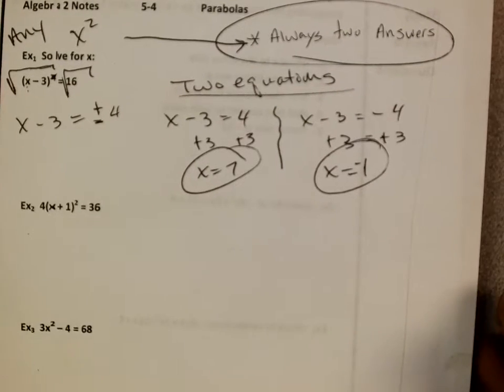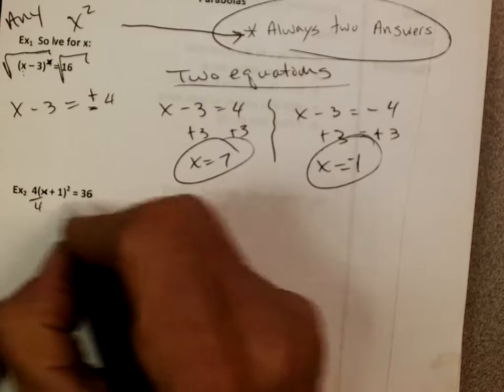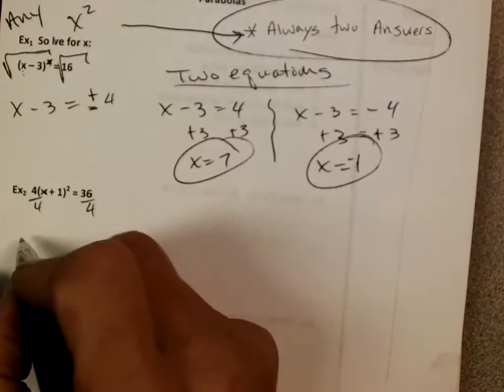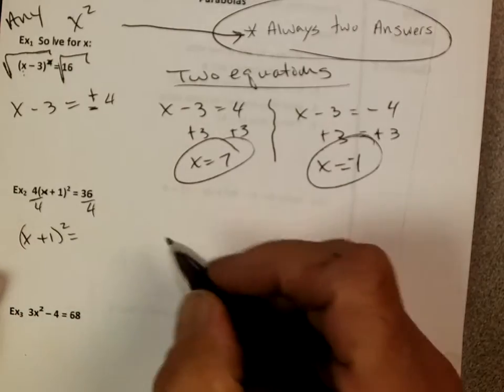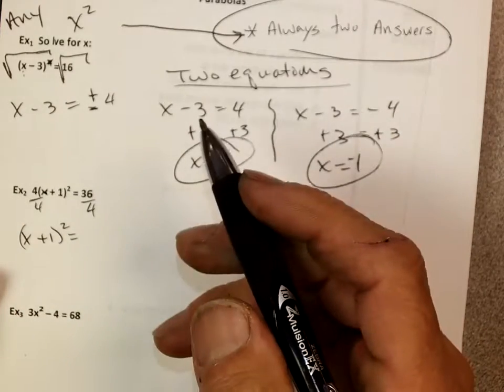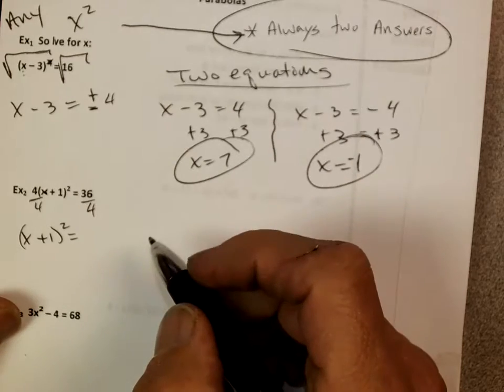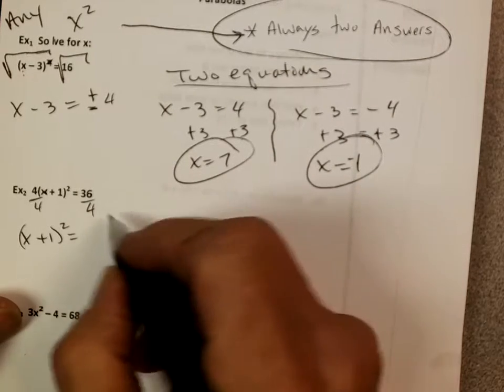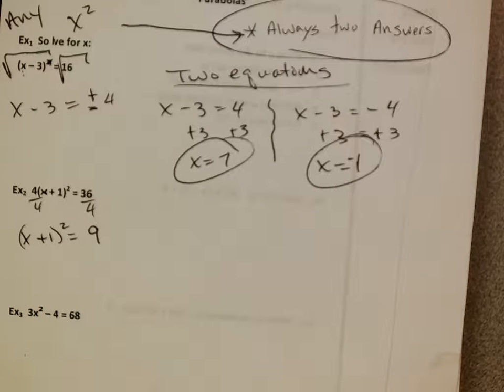Okay, example 2 is pretty much the same type of thing, but the first thing we're going to have to do is divide by 4, okay? So I get an x plus 1 quantity squared equals 36 fourths. Let's see, what is that? 36 divided by 4 is? Maybe 9.